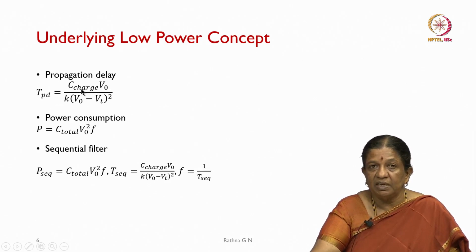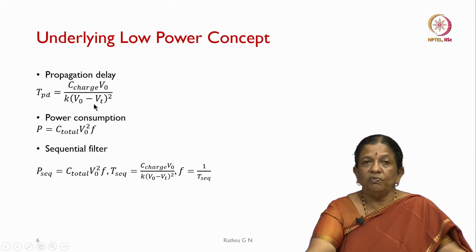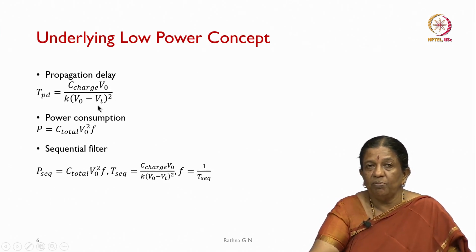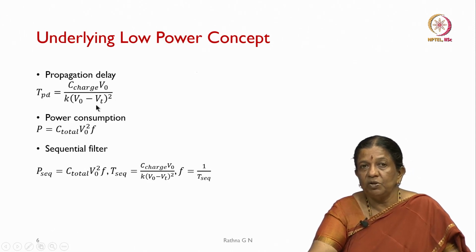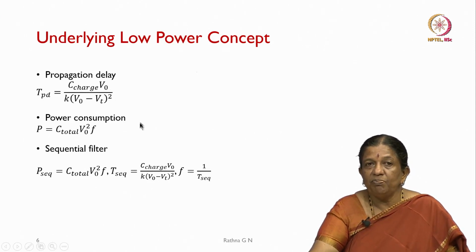basically my capacitor charging time, and V naught is the input voltage, K is a constant because this is proportional, we are assuming K, and Vt is the threshold. We know that in CMOS circuits we have a threshold voltage. In NMOS we will see 1.5 volts, whereas in CMOS it is going to be 0.5 volts, above that we consider it as 1 volt. So the power consumption is given by P is equal to C total into V naught square into F.